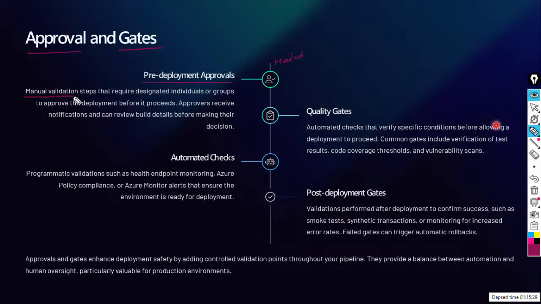Manual validation steps. So you validate whether everything is fine. I can give a go ahead. That require designated individuals or groups to approve the deployment before it proceeds. Approvers receive notifications or mails and can review the build details before making their decision. So once a decision is made, yeah, with all the notifications, yes, I can give a go ahead.